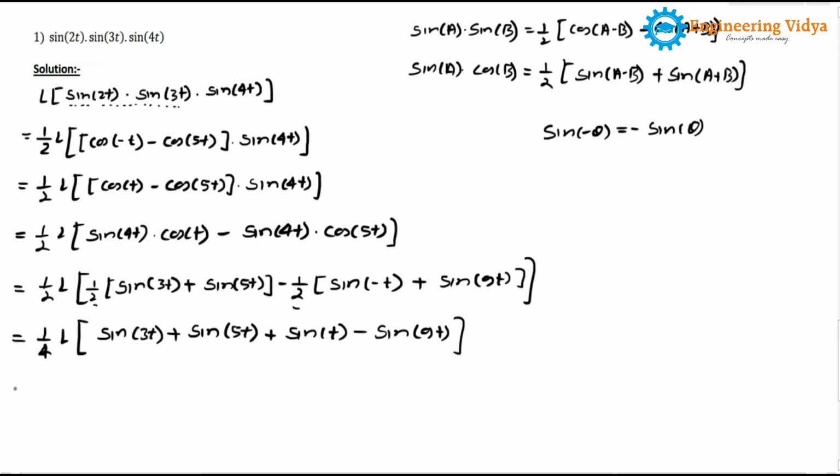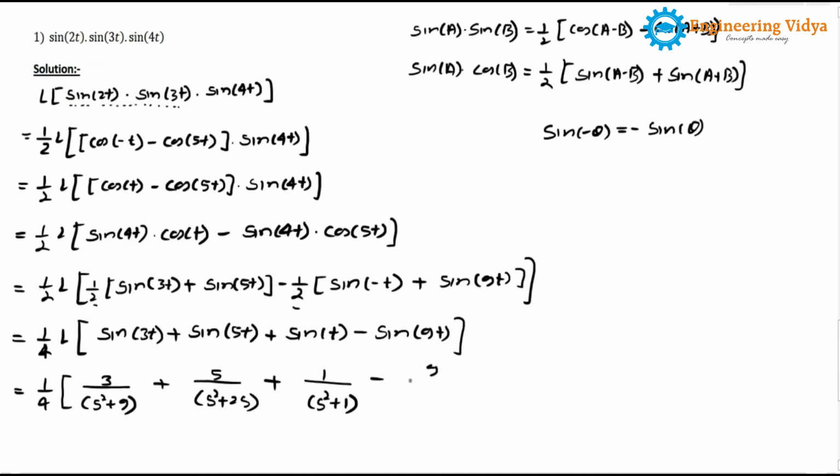So now here we have simplified everything, and after the simplification, we can apply the linearity property, and by applying the linearity property we can find the Laplace transform of this entire function, right? The Laplace transform of sin 3t will be nothing but 3 upon s square plus 9, already we know the formula, and the Laplace transform of sin 5t will be 5 upon s square plus 25, and sin t Laplace transform will be 1 upon s square plus 1, and sin 9t Laplace transform will be 9 upon s square plus 81.